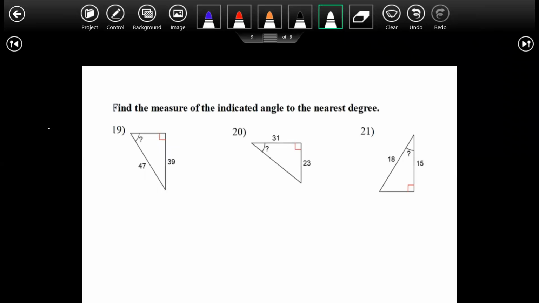So let's find the measurement of the indicated angle. Again, I'm going to do the first one. The last ones I'm not going to do. I'm going to give you the final answer to them. Not the final answer, but you can figure out how to do it.